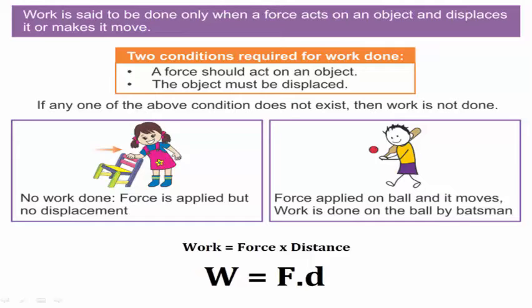Here the SI unit of work is, where force is measured in Newton, where distance or displacement is measured in meter. Then the SI unit of work becomes Newton meter, or we can write it as Joule. Here the unit of work is Newton meter or Joule.